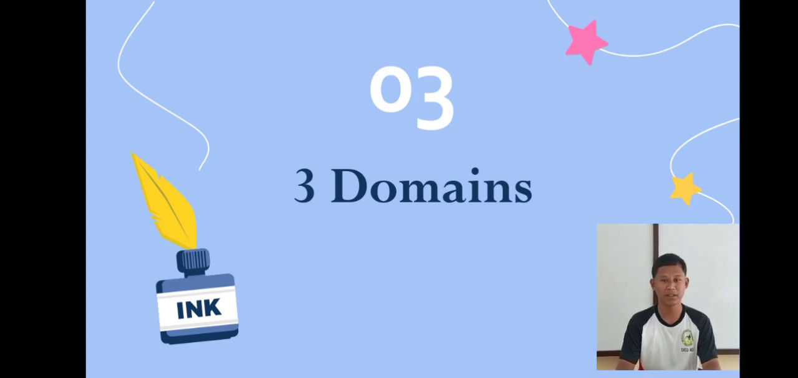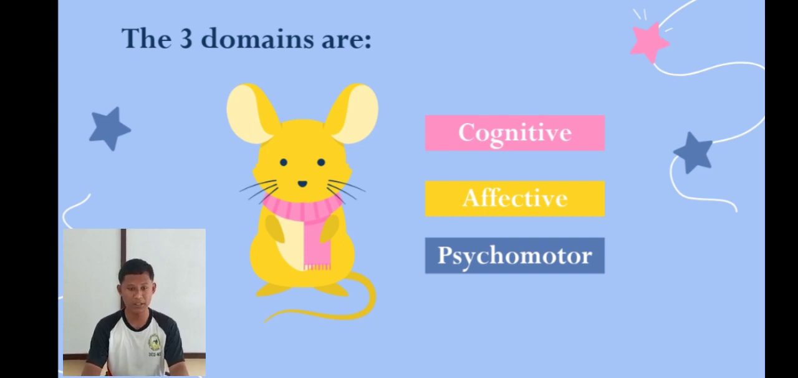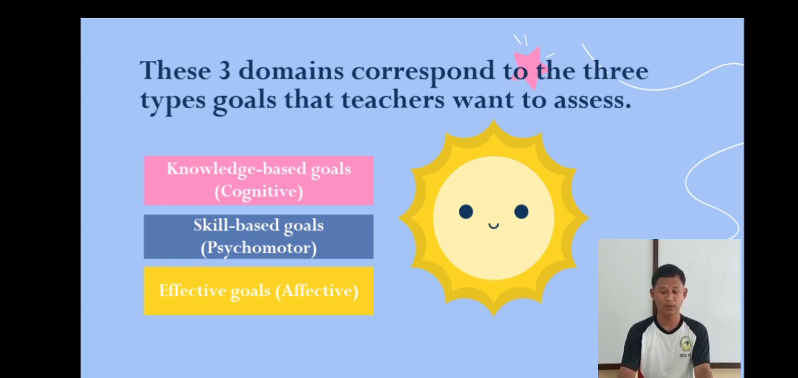Next is the Bloom's taxonomy 3 domains. So the 3 domains are the cognitive, affective, and psychomotor. These 3 domains correspond to the 3 types of goals that teachers want to assess. So the first is the cognitive, which is the knowledge-based goals. The cognitive domain refers to the intellectual or mental skills and abilities involved in learning, thinking, and problem solving. And the focus of this cognitive domain is the intellectual skills and knowledge.